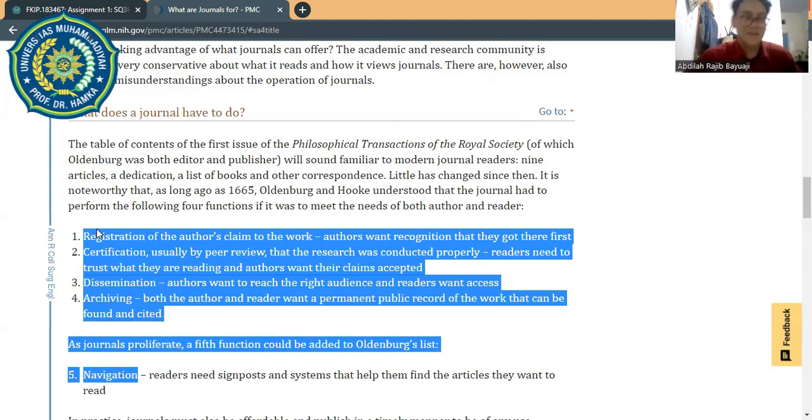I'm going to recite it as: a journal is a form of registration of the author's claim, certification, dissemination, archiving, and navigation for the readers in the future or in the present about the author's work. Okay, that's probably my recitation of the journal.